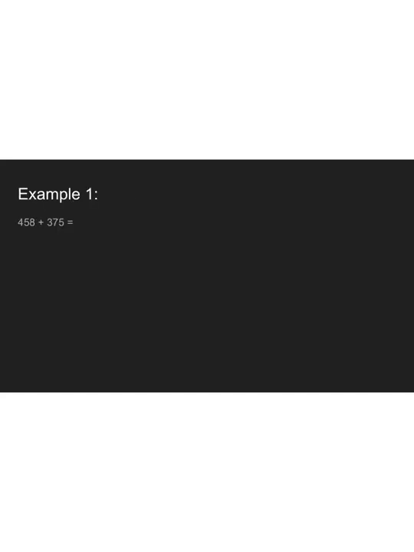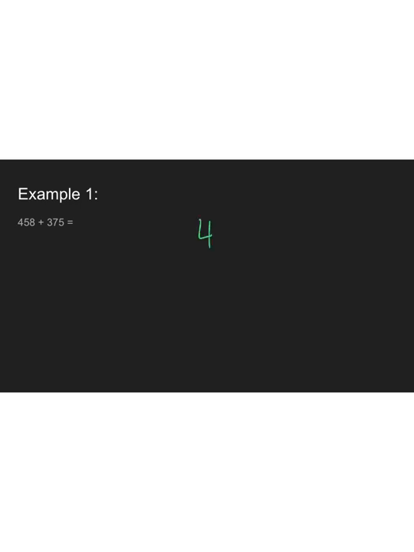Here's our first example. Make sure you're writing this down in your notebook as well. So you want to follow along with me on these problems. So we have 458 plus 375 equals what? First thing you want to do, if you have two addends written horizontally, is stack them up and line them up according to place values. So you have your hundreds, tens, and ones.